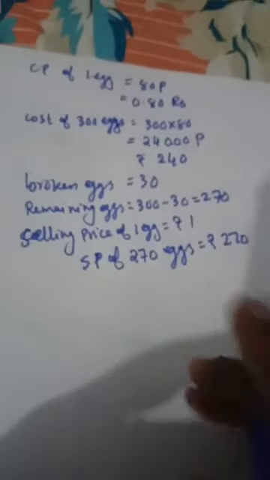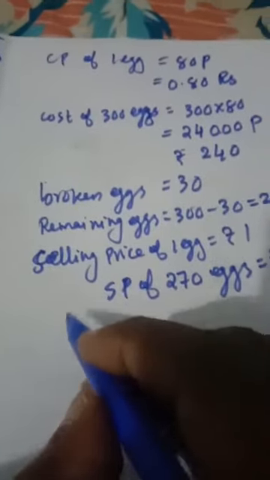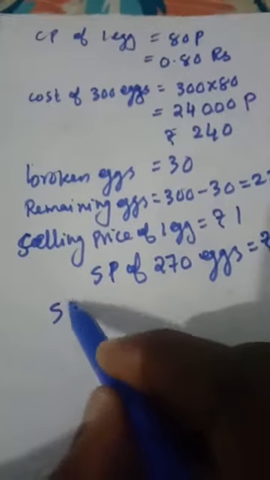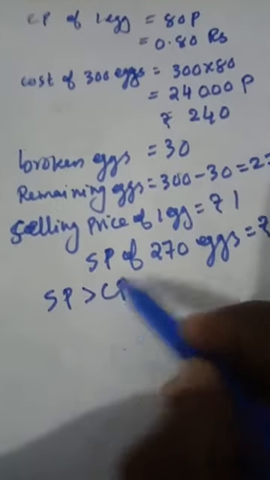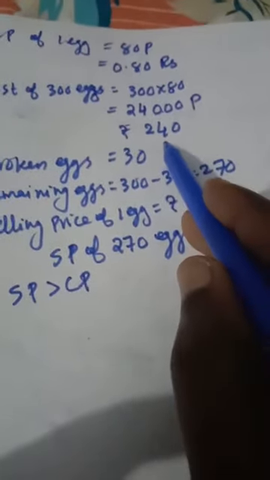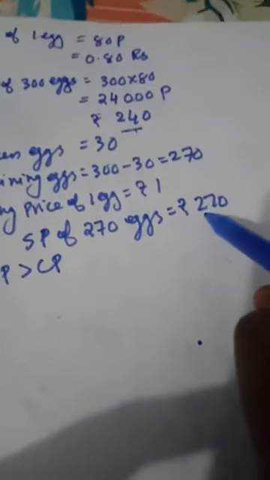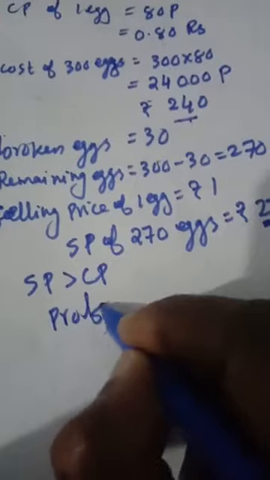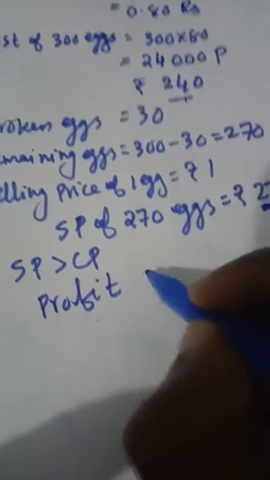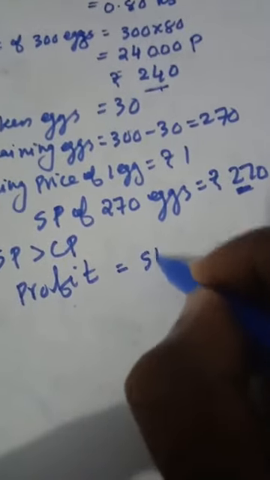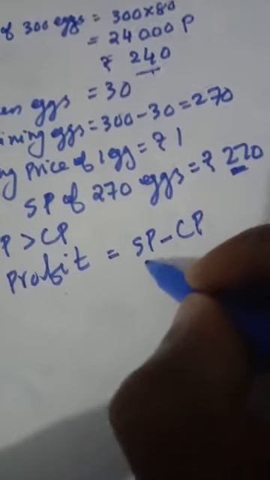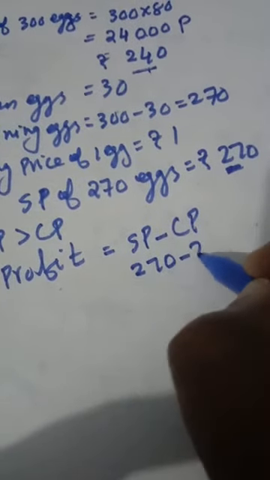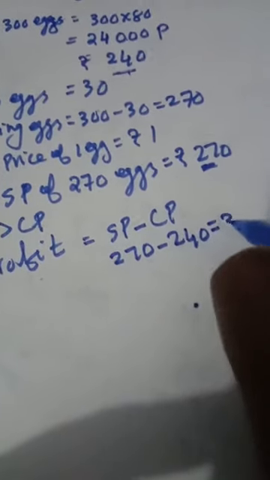Now we have to find profit or loss. Here SP is greater than CP. SP is 270, CP is 240. So here it is profit. Profit is equal to SP minus CP. 270 minus 240 equal to 30.